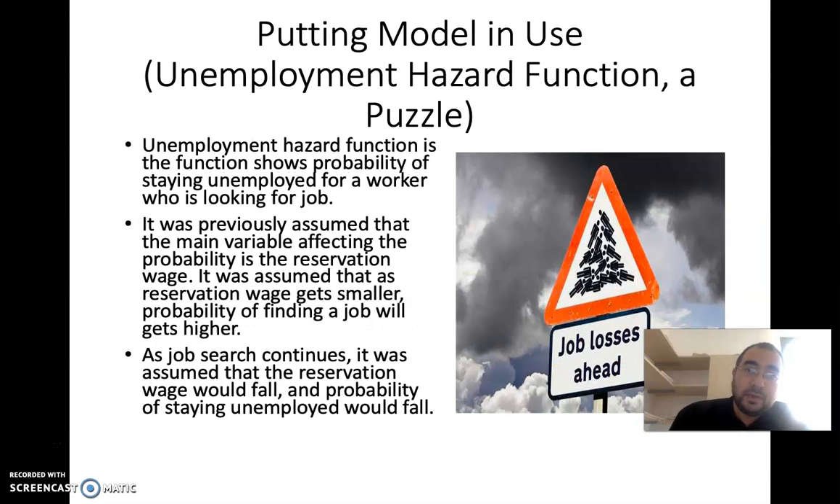So now we can discuss a particular type of function. You can look at it in detail; I will just introduce the function that's called the unemployment hazard function. It is showing basically the possibility or probability of staying unemployed for a worker who is looking for a job, or the other way around, the probability of finding a job.